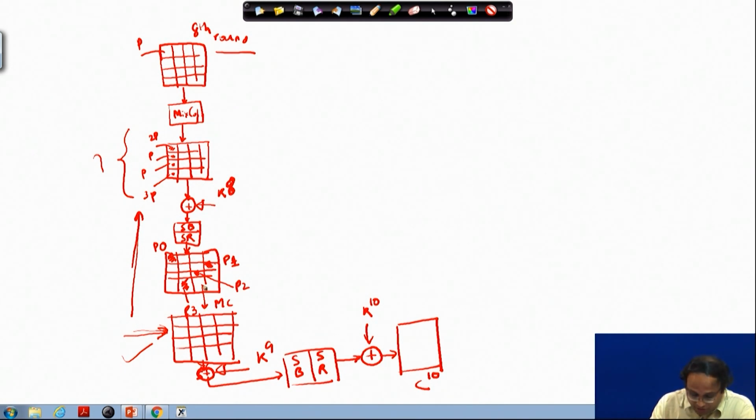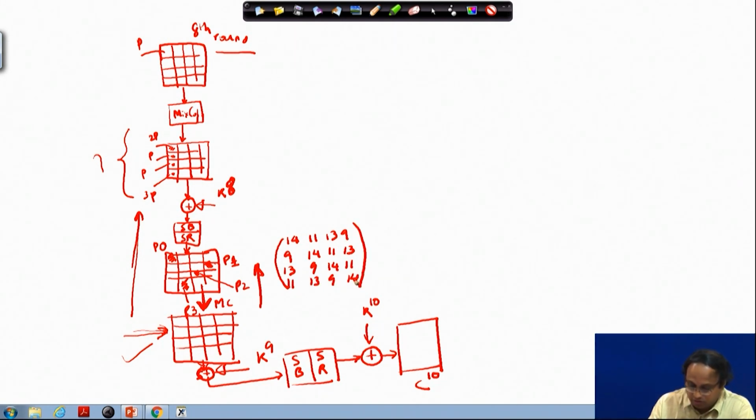For this you have to work backwards through this mixed column. There is a mixed column which has taken place here. So that means if you want to work behind the mixed column, you have to use the inverse mixed column matrix. What is the inverse mixed column matrix? It is shown here as 14, 11, 13 and 9. You can go back and check. It is a circular shift: 14, 11, 13 and 9, and likewise 14, 11, 13 and 9. So this is your inverse mixed column matrix.